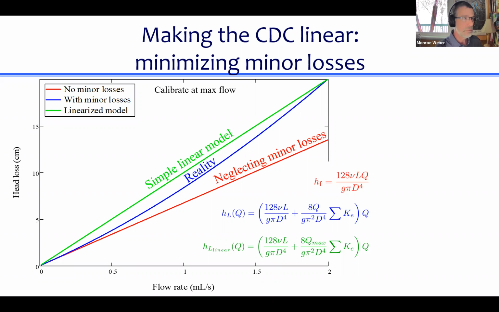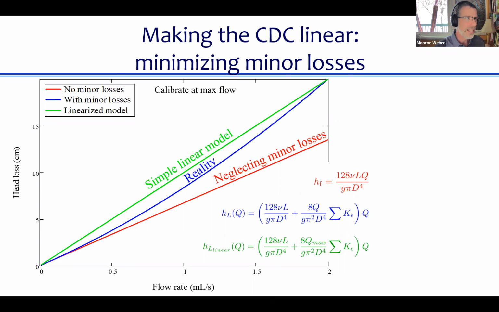So the reality is the blue line. In addition to the Hagen-Poiseuille term, which is the major losses, there's also a minor loss term. And that minor loss term is where the KE, the minor loss coefficient, is showing up in that equation. And that results in a line that is no longer straight, it's curved. So you see how that blue line slowly curves up. And that's the quadratic effect of the Q squared term in that equation, because now there's both a Q term and a Q squared term.